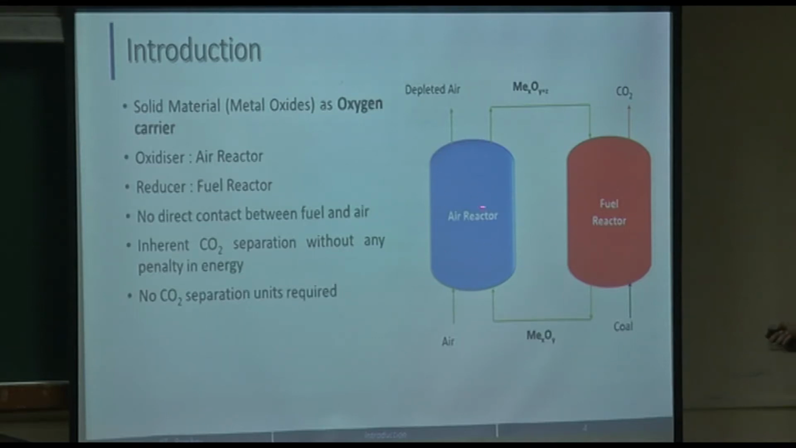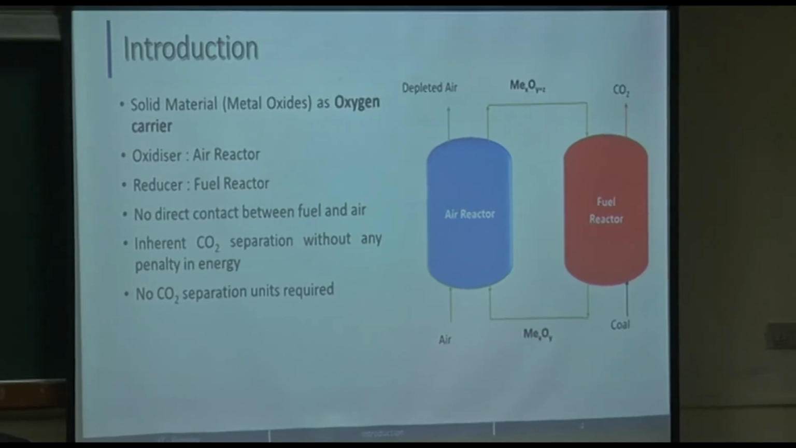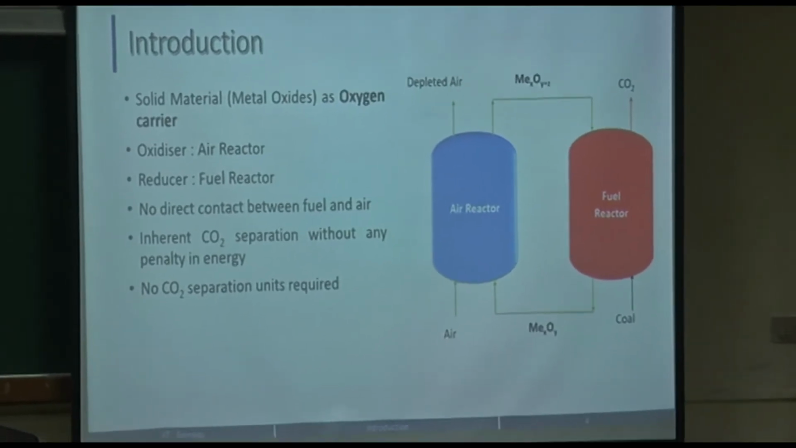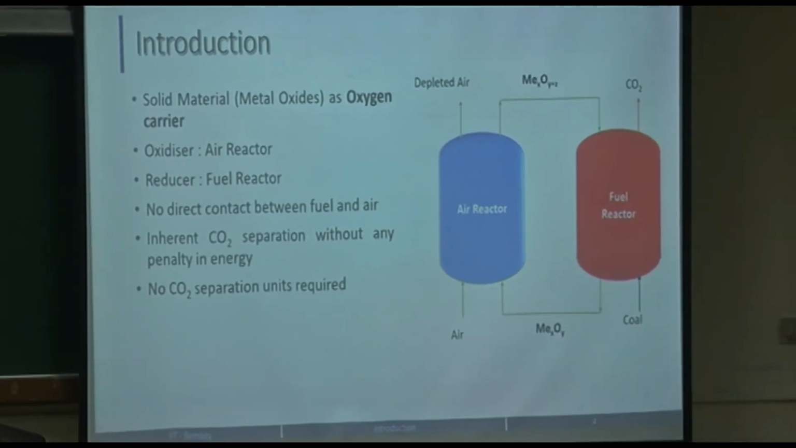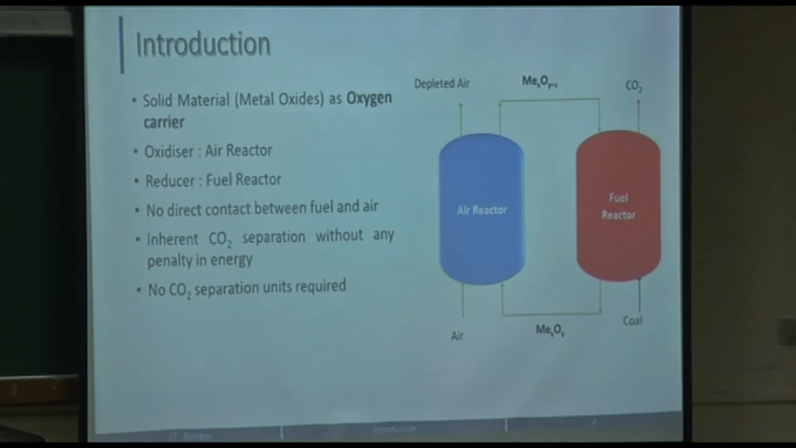The major amount of heat is liberated in this reactor, which is highly exothermic, as we even discussed this morning, that in looping mechanisms the regeneration process is highly exothermic. So the key lies here, that most of the energy is liberated in this case. There is no direct contact between fuel and air, which is the usual case in other combustors. That is why it is said that CLC has an inherent capacity for CO2 separation with less energy penalty.